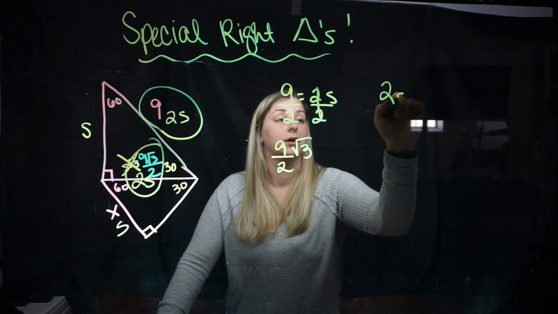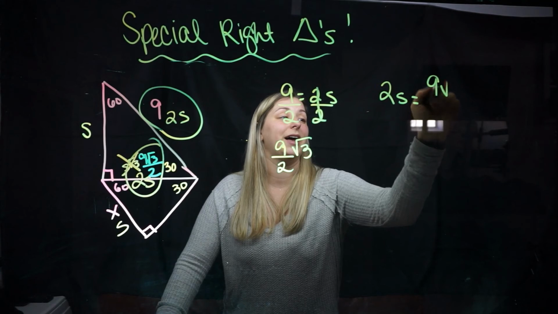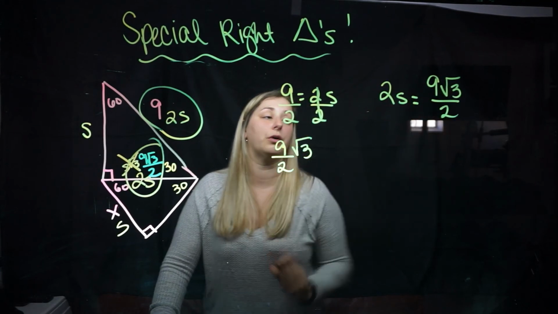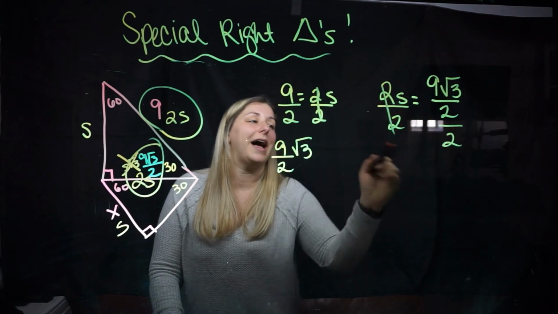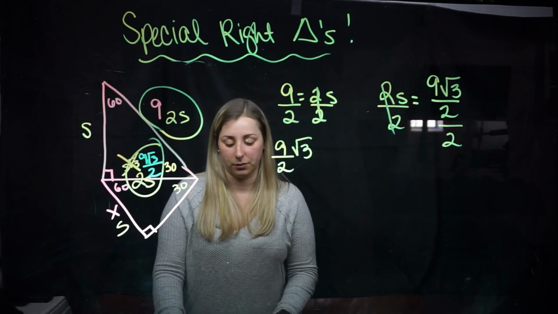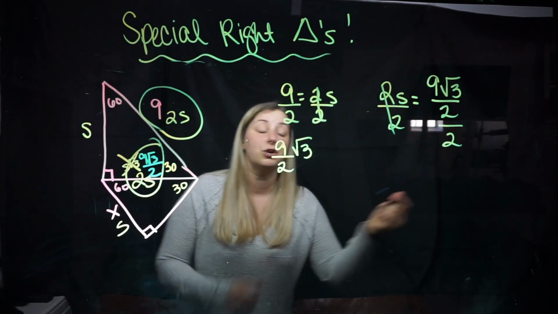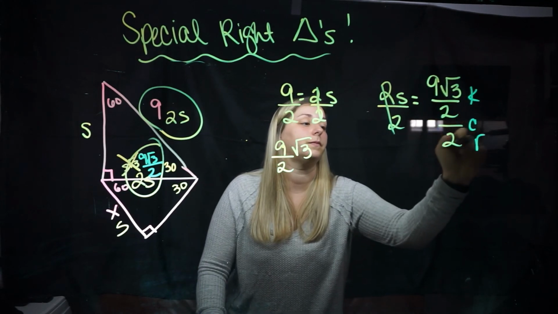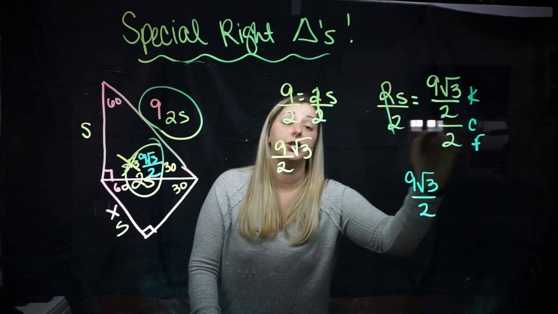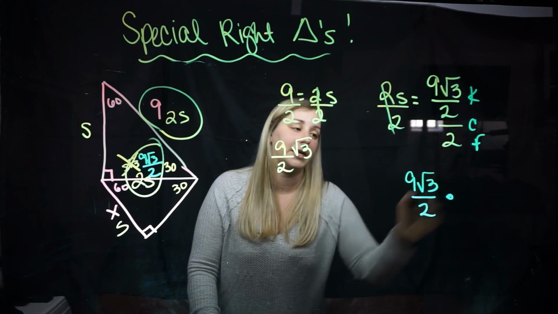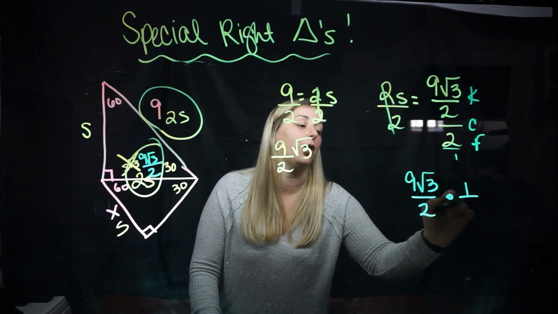So 2S is equal to 9 rad 3 over 2. So we have to solve for S. We're going to divide by 2. And here you notice you have a complex fraction. Well, how do you solve a complex fraction? You keep, change, flip. So you've got 9 rad 3 over 2. Changing this to multiplication and flipping that upside down, it's really 2 over 1, which becomes 1 over 2.